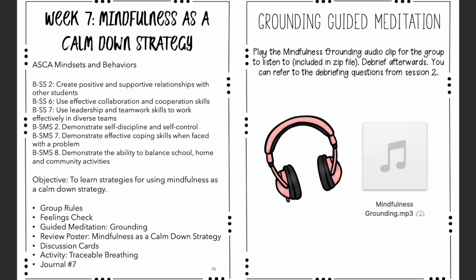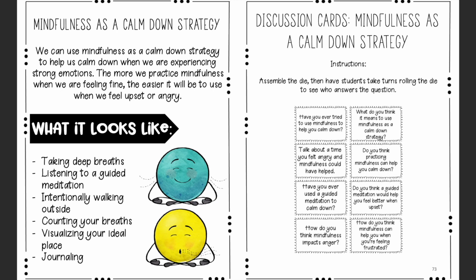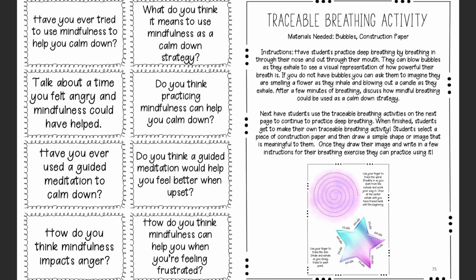Week 7 is about mindfulness as a calm down strategy. So this one, we're going to do an audio meditation, and then we have a poster on using mindfulness to help you calm down. And then you're going to have the discussion cards. So students are going to take turns answering the cards. And then there is a traceable breathing activity.